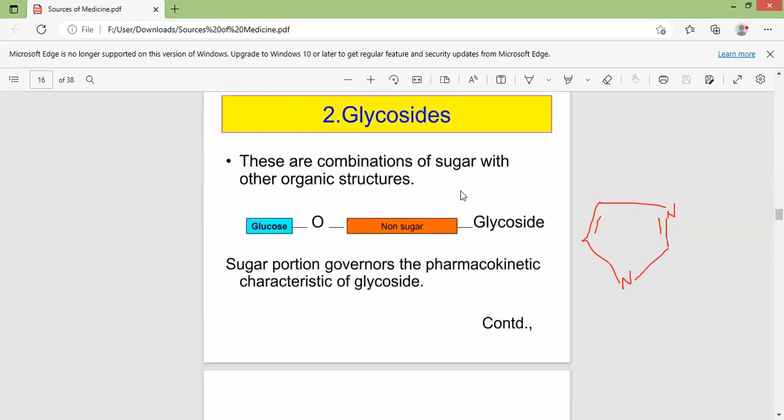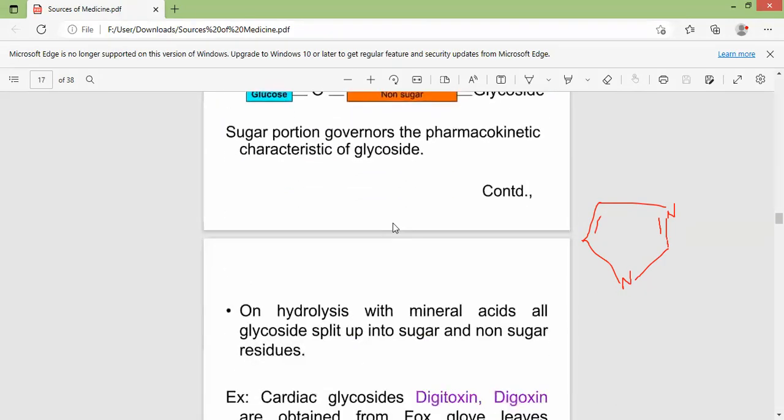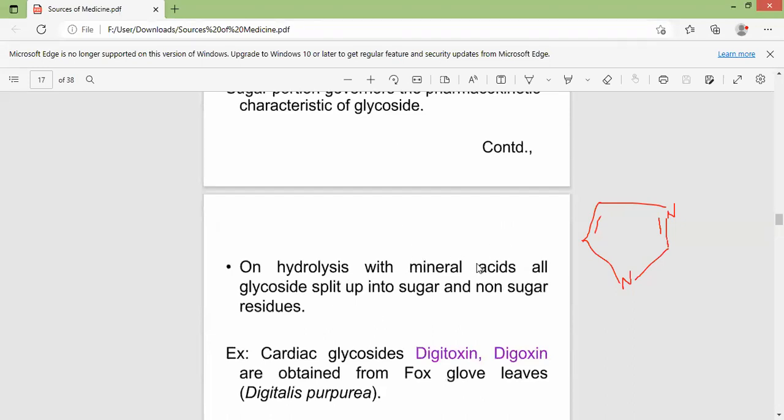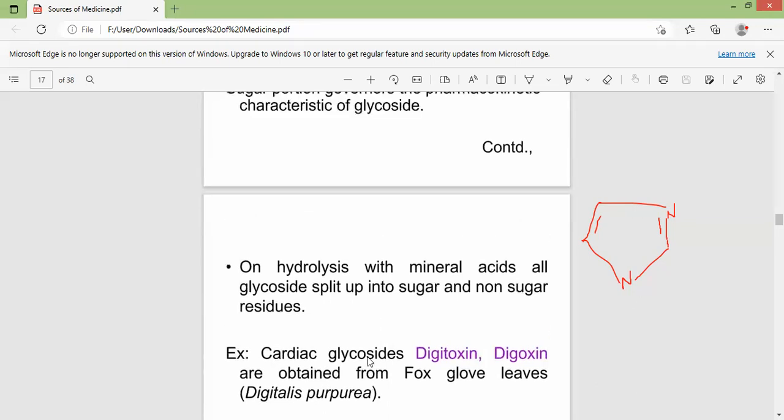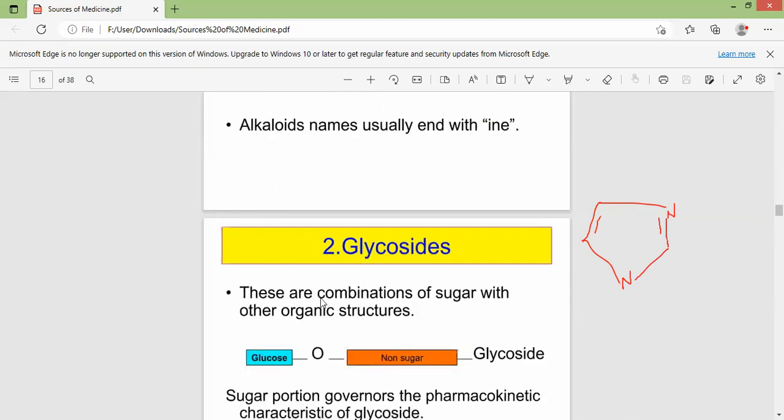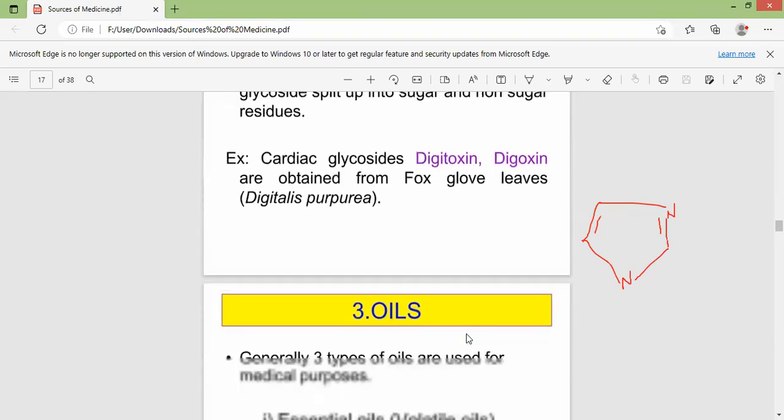Then for glycosides, from the name glyco, meaning there's a sugar moiety. Then there's an oxygen which links the sugar moiety to the non-sugar moiety. So a glycoside has two portions, a sugar portion and a non-sugar portion. That's what makes up a glycoside. Now when you hydrolyze a glycoside with an acid, you split it into one sugar portion and one non-sugar portion. The most common glycosides we know are the cardiac glycosides, digoxin again, which is obtained from the leaves of Digitalis purpurea. So glycosides have a sugar and a non-sugar moiety. That's the unique thing.